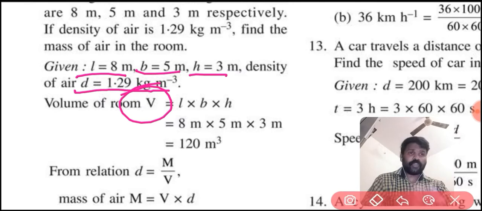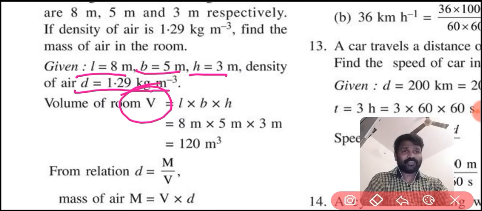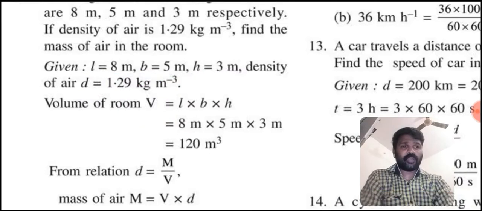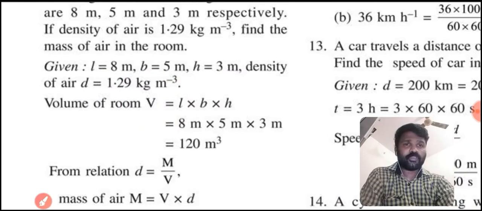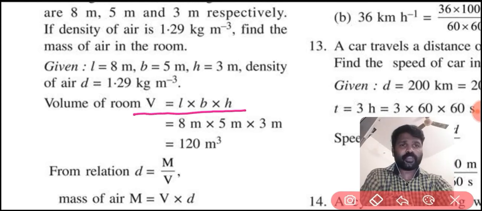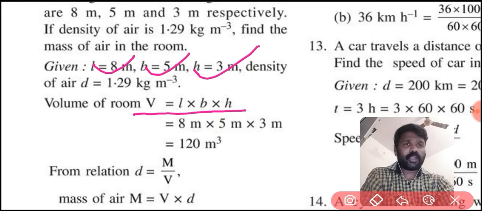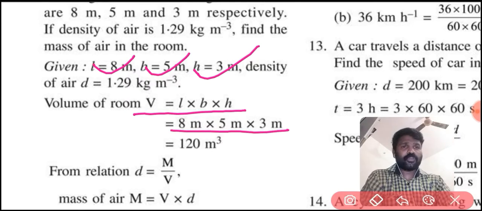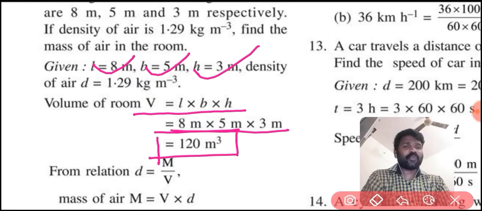What we have to find out first? The volume. We know the equation to find out the volume: V is equal to L into B into H. L is equal to 8 meter, B is equal to 5 meter and H is equal to 3 meter. By multiplying these three values, we will get the volume V, that is equal to 120 meter cube.